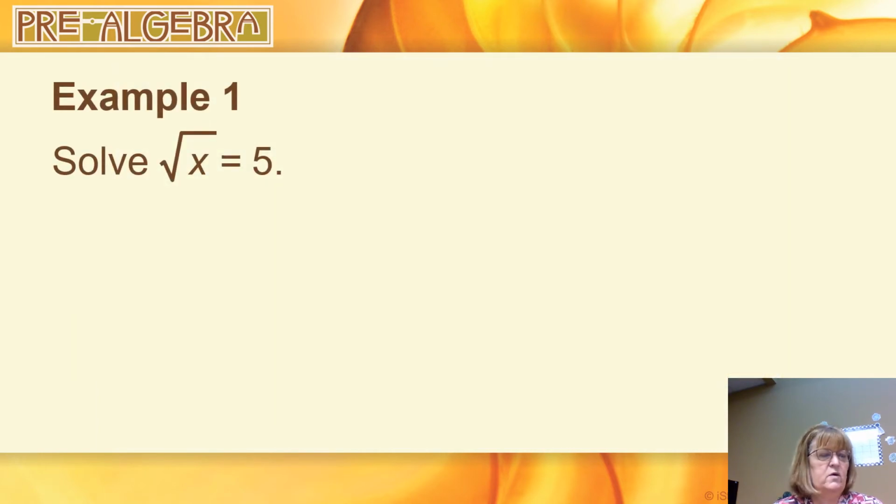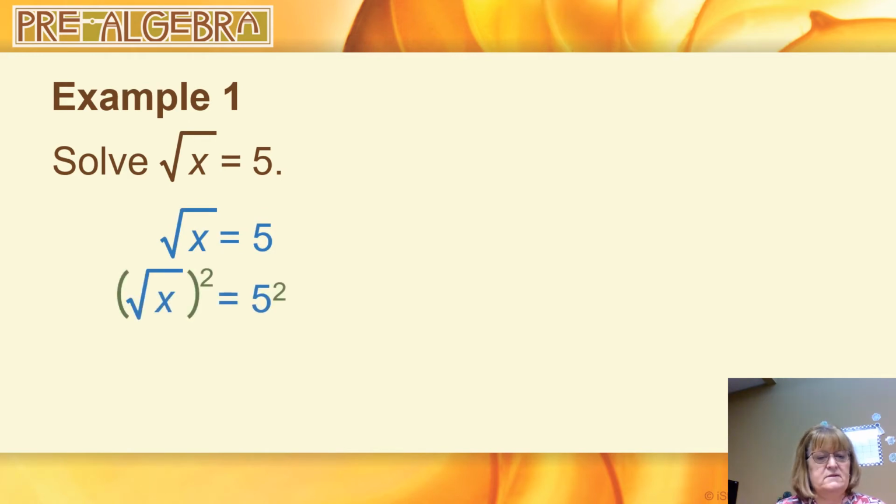All right, let's solve this equation. Square root of x equals 5. Now, what does that mean? How do I get that x by itself? Remember, to solve equations, we do the opposite. So the opposite of taking the square root of a number is to square the number. So we would square both sides.